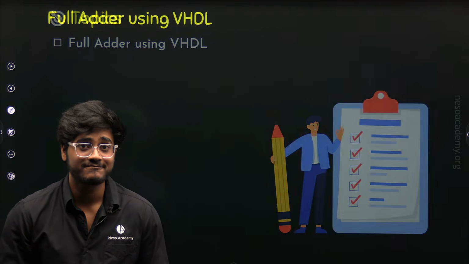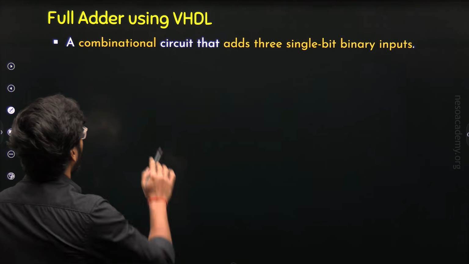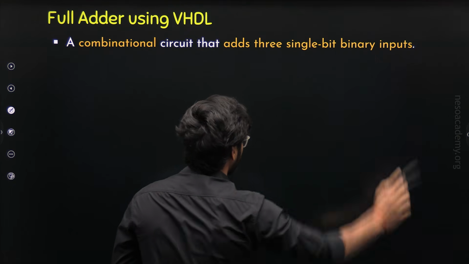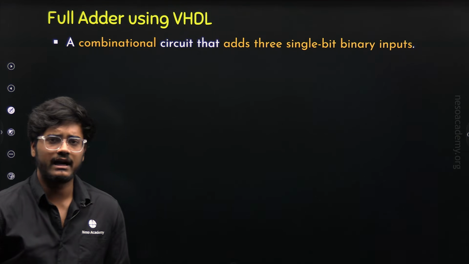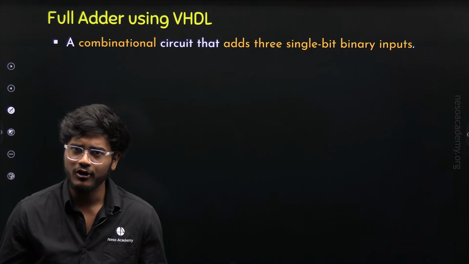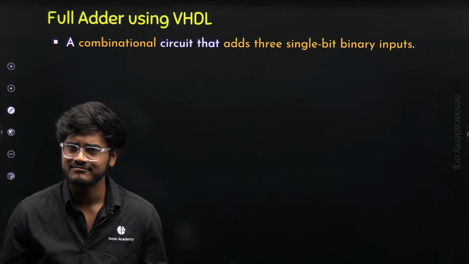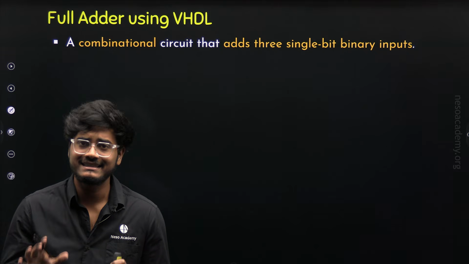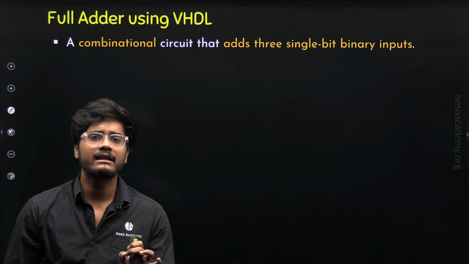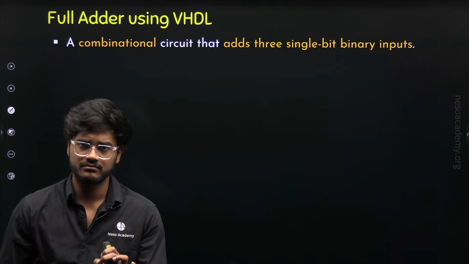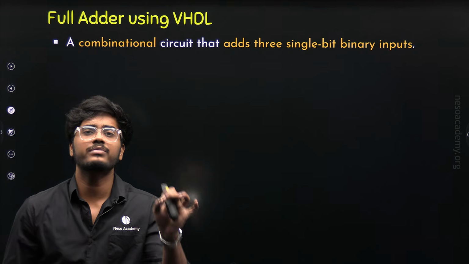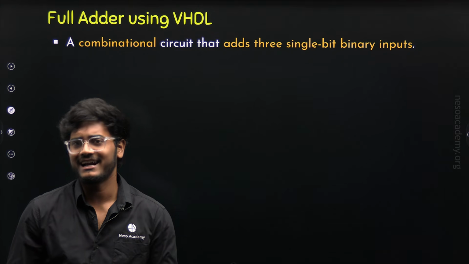So what is a full adder? A full adder is a combinational circuit that adds 3 single bit binary inputs. Just like a half adder, a full adder is also a combinational circuit. And we all know what combinational circuits are: circuits whose outputs entirely depend on present input values. So, a full adder is a combinational circuit because the output sum and the output carry only depend on the present input bits that we are adding.